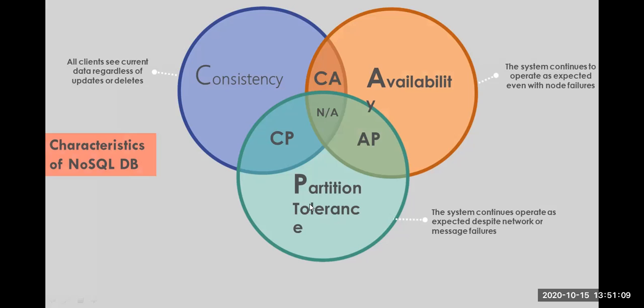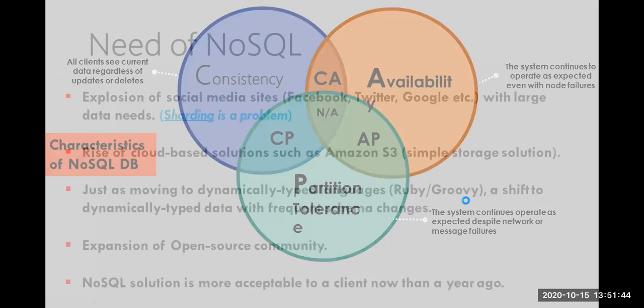Then the partition tolerance. The system continues to operate as expected despite network or message failure. You can take the example of Gmail. If suppose the network has failed, your Gmail is still working. On your mobile device, if you are not connected to the internet, with mobile data or Wi-Fi deactivated, your Gmail still works. That is the partition tolerance concept. These are some of the characteristics of NoSQL databases.